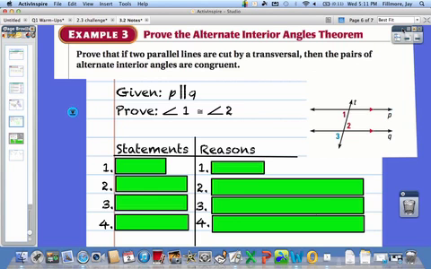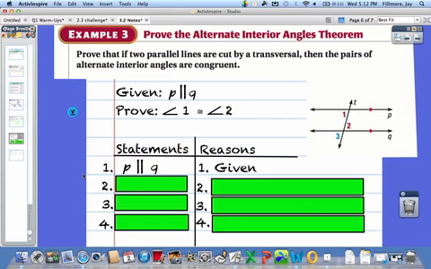All right, prove that if 2 parallel lines are cut by a transversal, then pairs of alternate interior angles are congruent. So we're actually going to go through the proof of the alternate interior angles theorem. Since we're going to try and prove that, we cannot use that as a reason since we're trying to prove it. Okay? So we're given that the lines are parallel, and we want to prove that angle 1 is congruent to angle 2. Alternate interiors are congruent. So we're going to use our given information at some point here. Let's start with that fact.